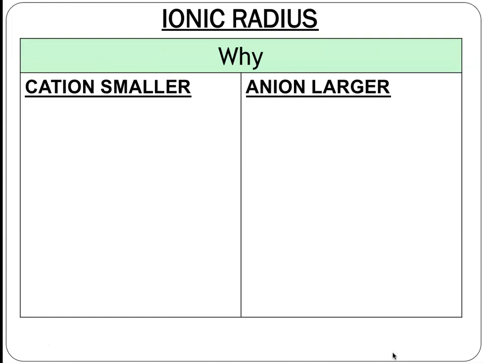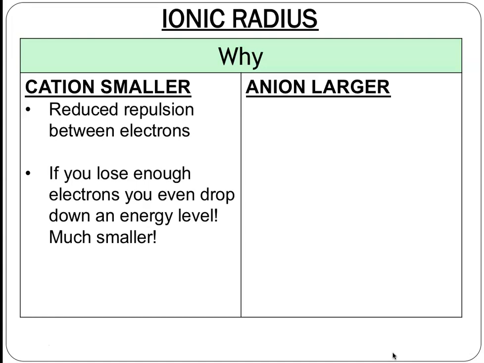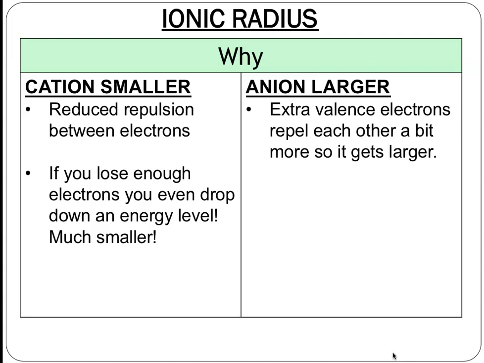Right. Looking into the why again, cations get smaller, reduced repulsion. There's less electrons, less repulsion. If you lose enough electrons, you could even drop to a new energy level. So if you remove an entire energy level that had electrons in it, you're going to be that much smaller. From an anion perspective, you're adding extra valence electrons. The number of protons is not changing, but those little bit of added valence electrons adds repulsion between electrons. Therefore, it's going to get a little bit bigger. Questions on this?